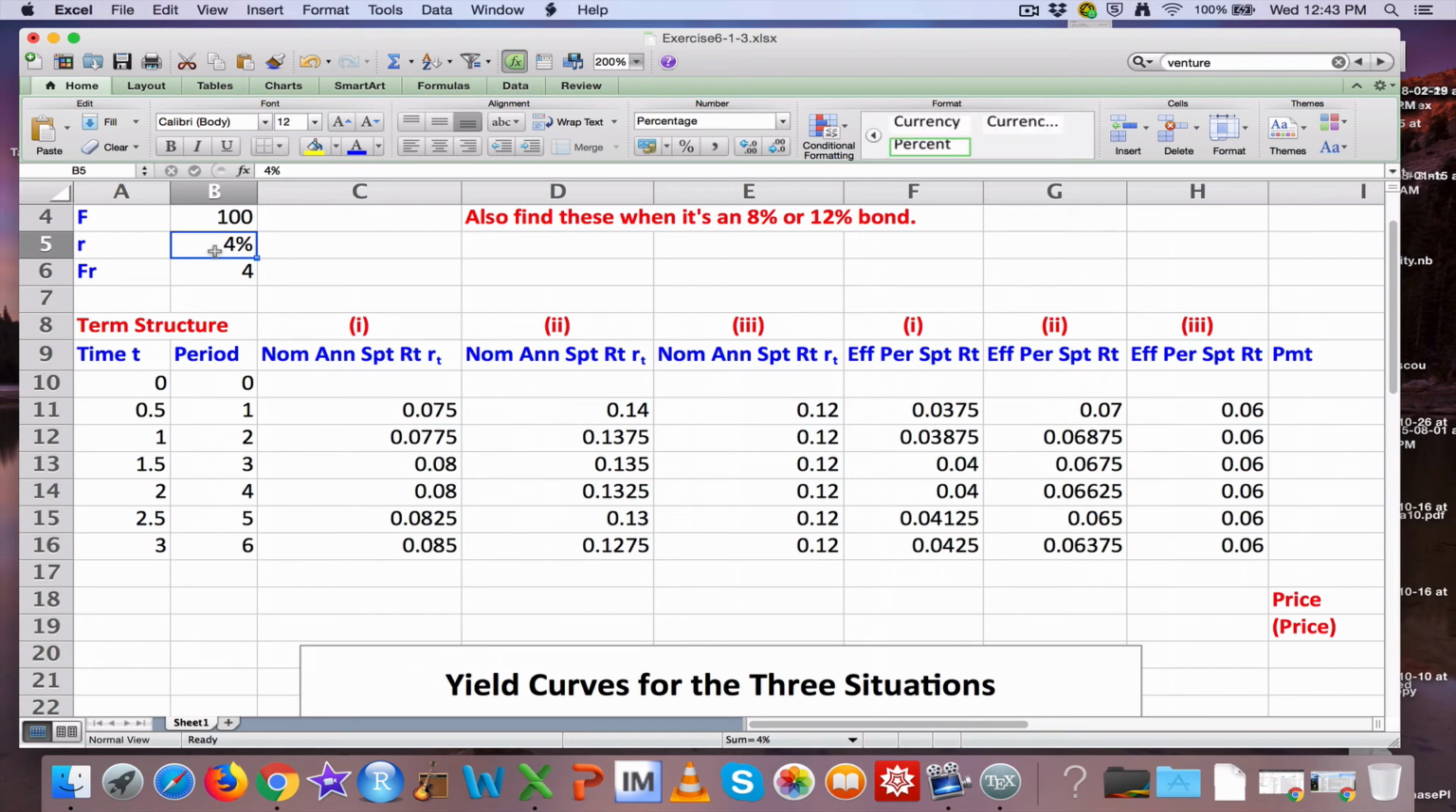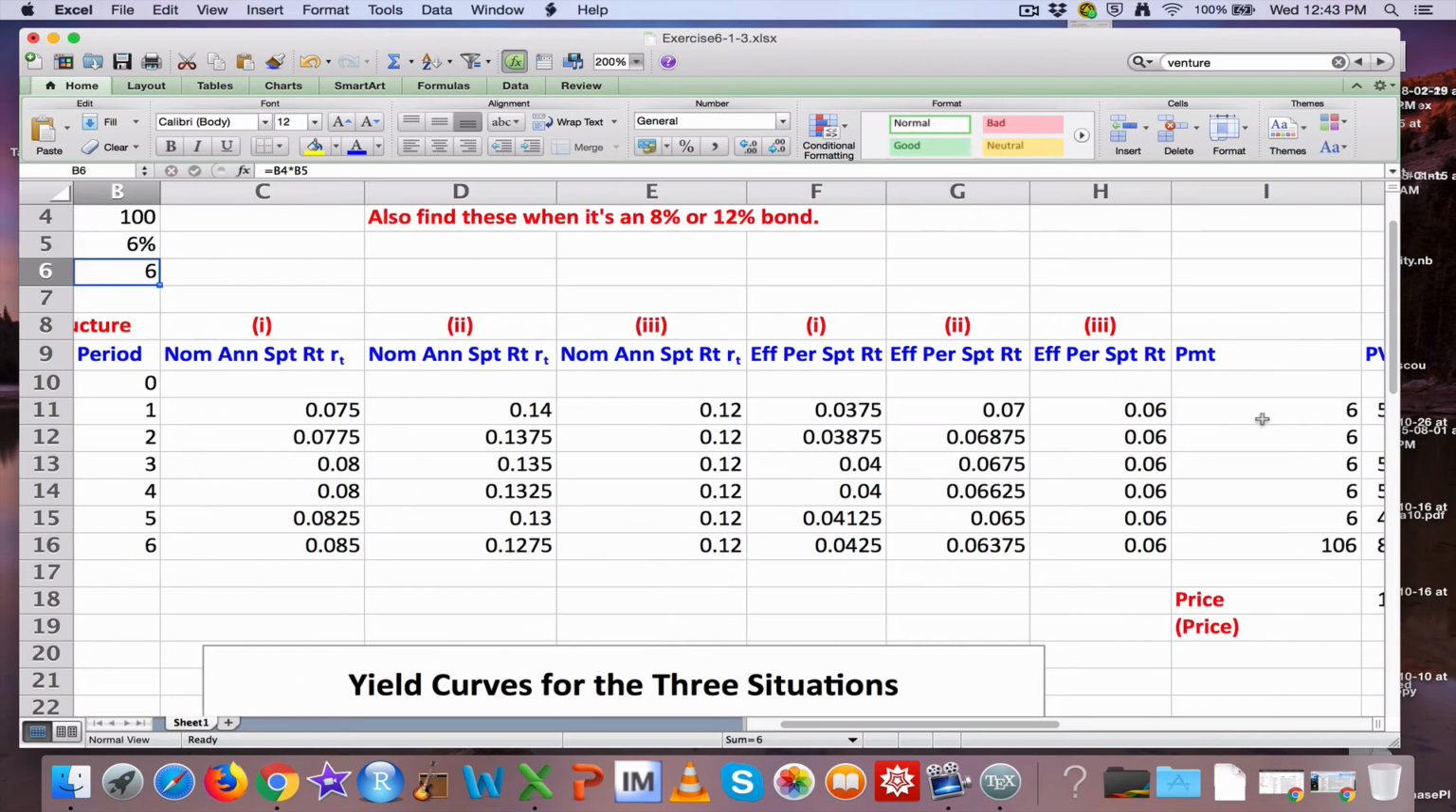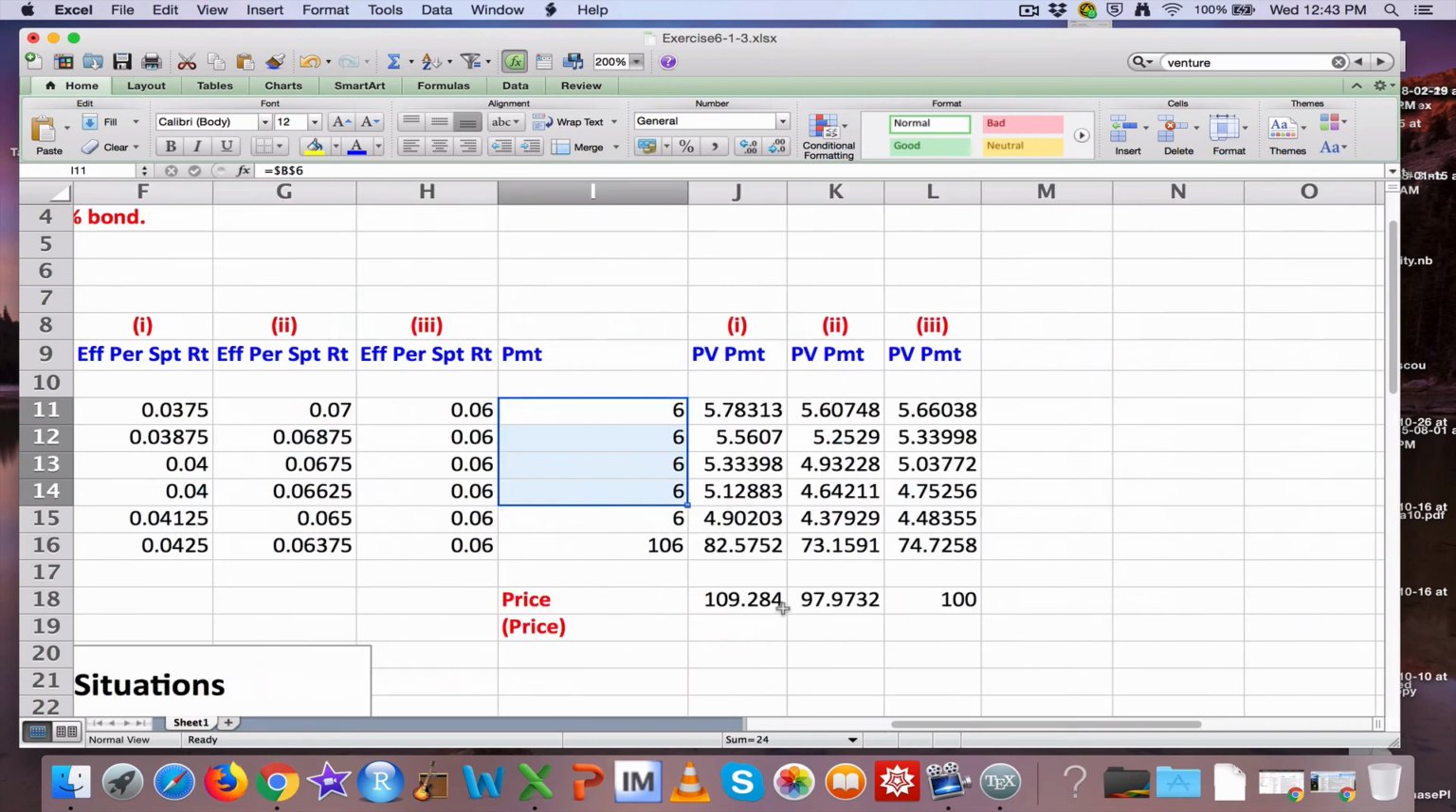Flip side, if I increase the coupon payment to a 6% semi-annual for 6 coupons here, I get higher prices, still relatively speaking. This one's the largest, this one's the smallest, this one's in the middle. And that would be relatively small yields. You can write those numbers down.